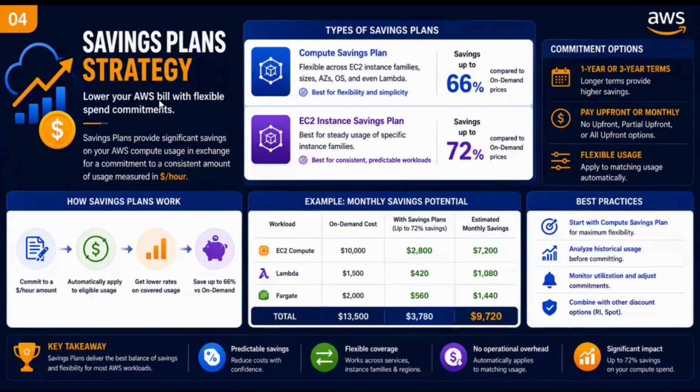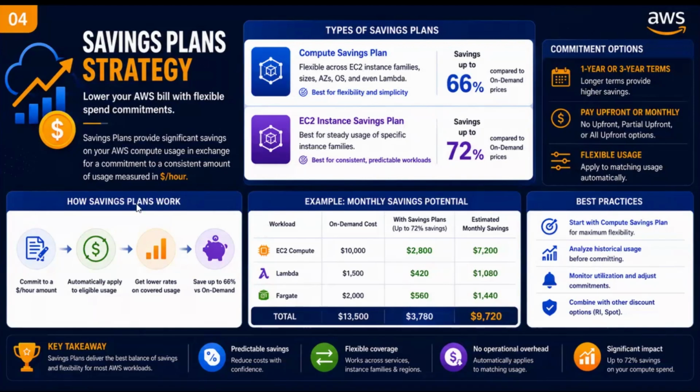For these saving plans, one more thing: commitment options. The options are 1 year and 3 year terms, and the payment methods are no upfront, partial upfront, and all upfront options, and the flexible usage applies to match automatically.